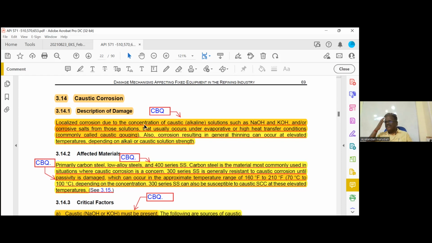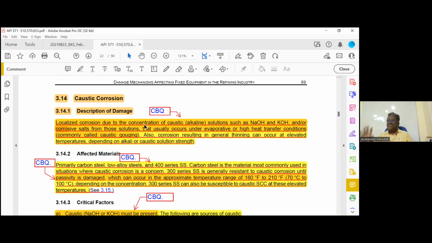It will relieve stress. So what is the purpose of PWHT? Stress relief. If you do PWHT of stainless steel, stress will be relieved, but a new problem will start. That is called sensitization. So what is meant by sensitization? How will we do PWHT? We will heat slowly, hold it, cool it slowly. What is the normal temperature we are doing?